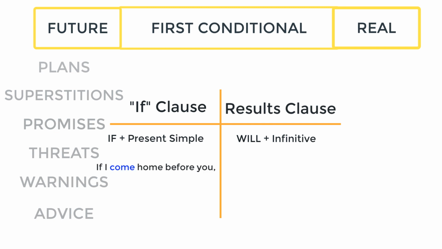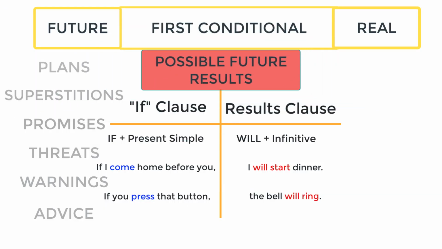If I come home before you, I will start dinner. If you press that button, the bell will ring. As you can see, the first conditional is used to express possible future results, to discuss plans, superstitions, promises, threats, warnings, or advice.